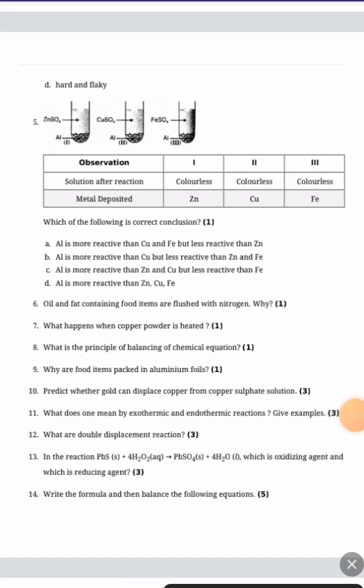Now come to the fifth question, a figure-based question. Observation, solution and reaction, metal displaced and the colorless. Colorless Zn, metal displaced Zn and colorless Cu and colorless Fe. Answer option number D is the correct answer. Aluminium is more reactive than zinc, copper and iron. Now come to the sixth question.